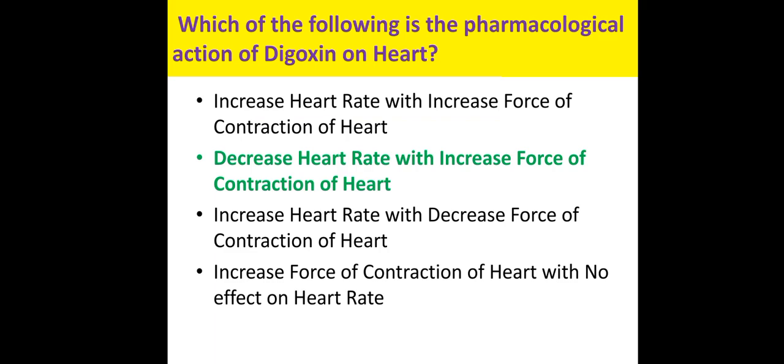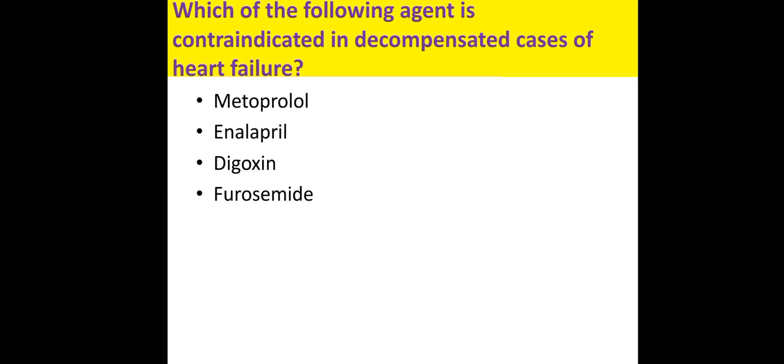atrioventricular conduction also. Second is, which of the following agents is contraindicated in decompensated heart failure? Now, as the heart failure progresses, a time will come when our body's compensatory mechanism will not operate. So whatever the pumping action of the heart, it is due to the sympathetic activity. That's why the patient is surviving. Now, if you block it with a beta blocker at this stage, then it could be fatal.